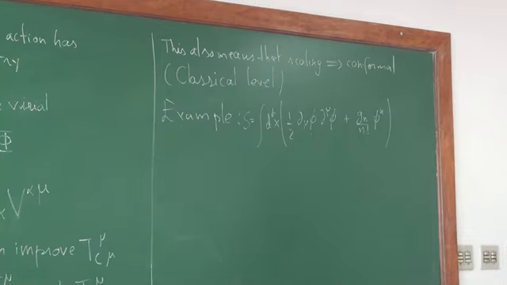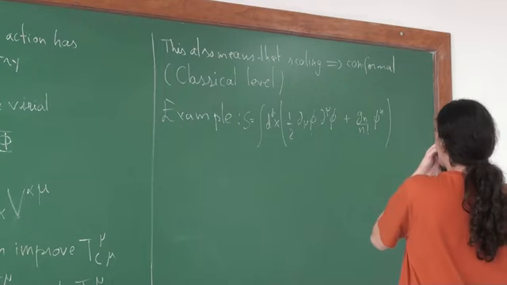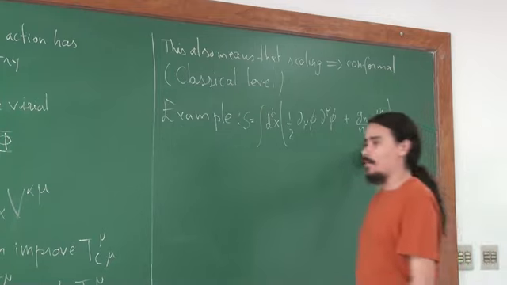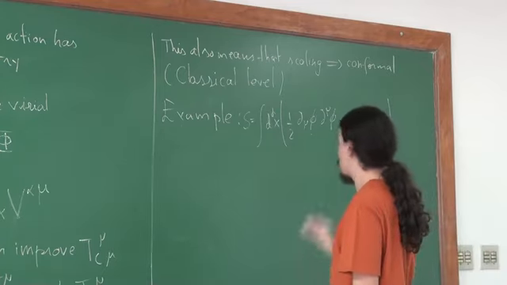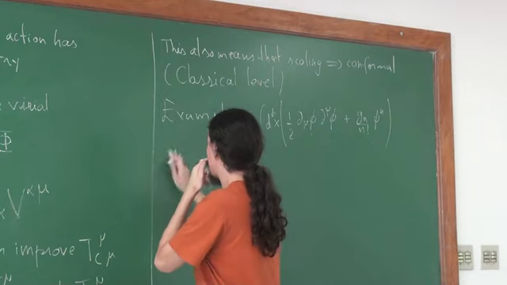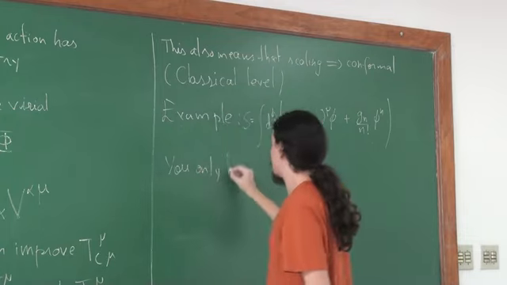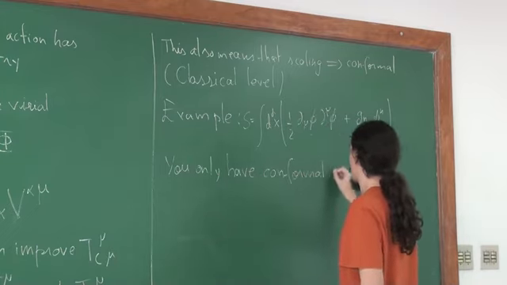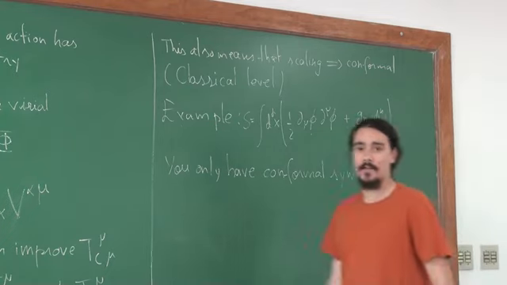This isn't the way I did it in the previous lecture, but the end result is that if you want to stick to polynomial interactions only, then the general solution is that you only have this. There are only three solutions to this in order to have conformal symmetry.